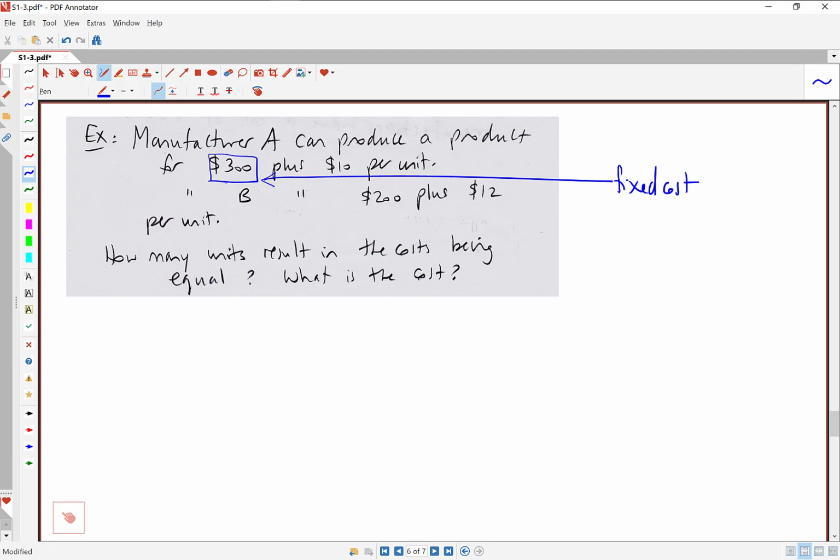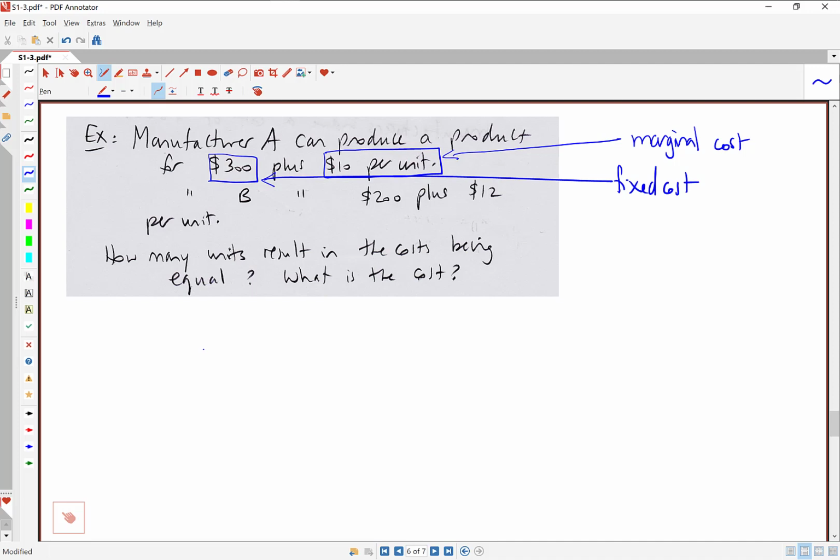Could be something like equipment or renting a space to work in. Whereas when you say something like $10 per unit, that's the marginal cost. So that's the cost associated with producing each item, something like the raw materials that you need for each item.